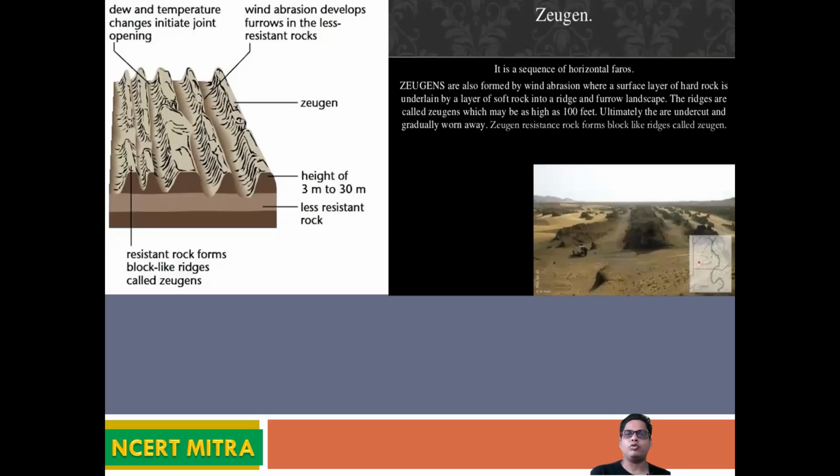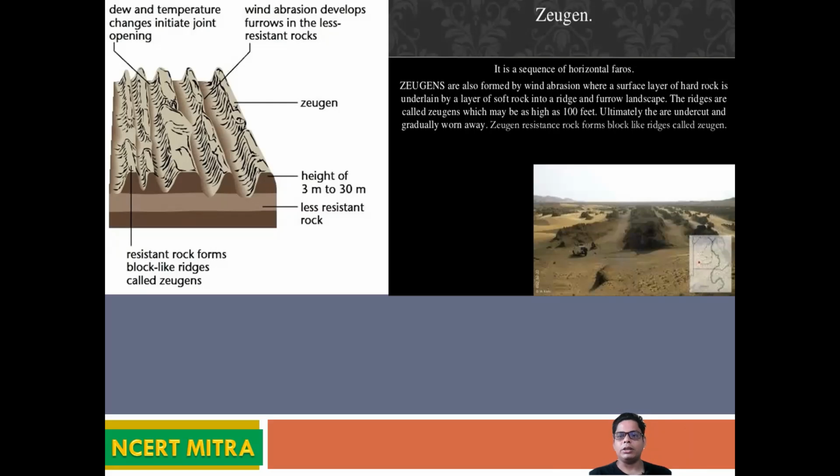The third feature is the Zeugen. Zeugen are also formed by wind abrasion, where a surface layer of hard rock is underlain by layers of soft rock, forming a ridge and furrow landscape. The ridges are called Zeugens. Actually, horizontally there is a number of rock layers: hard rock, soft rock, hard rock, soft rock. Due to the movement of the erosion, what happened? The soft rock gets eroded in the desert area.